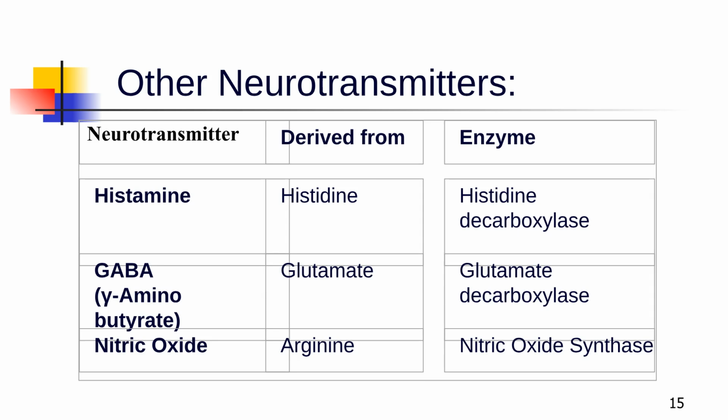Other neurotransmitters include histamine, derived from histidine and catalyzed by histidine decarboxylase. GABA, or gamma-aminobutyrate, is derived from glutamate, catalyzed by glutamate decarboxylase. Nitric oxide is derived from arginine, catalyzed by nitric oxide synthase.